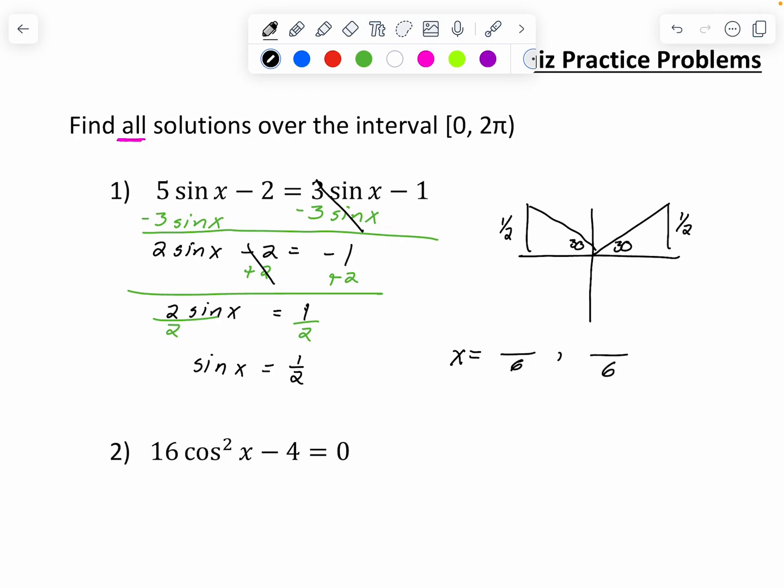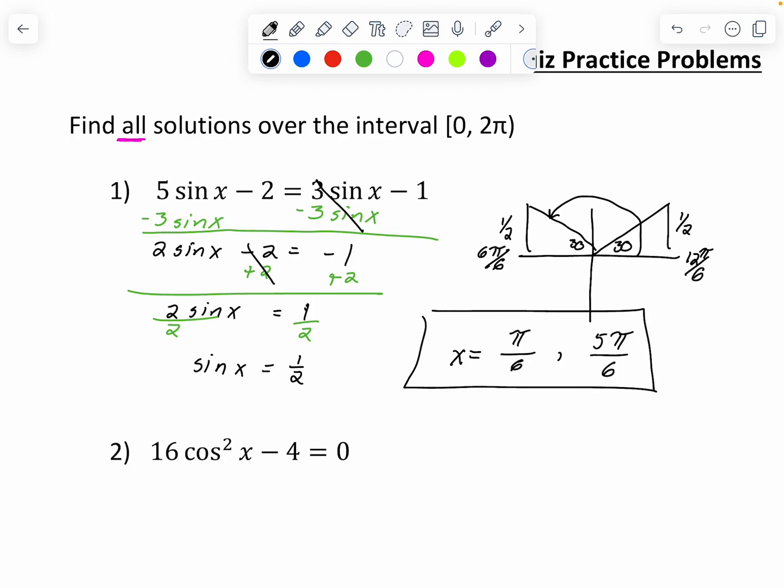So in the first quadrant, that would just be pi over 6. In the second quadrant, that would be 5 pi over 6. Because since it's over 6, half a rotation would be 6 pi over 6. A full rotation would be 12 pi over 6. And since we're going not quite all the way halfway around, it is 5 pi over 6. So those would be our two answers for number 1.